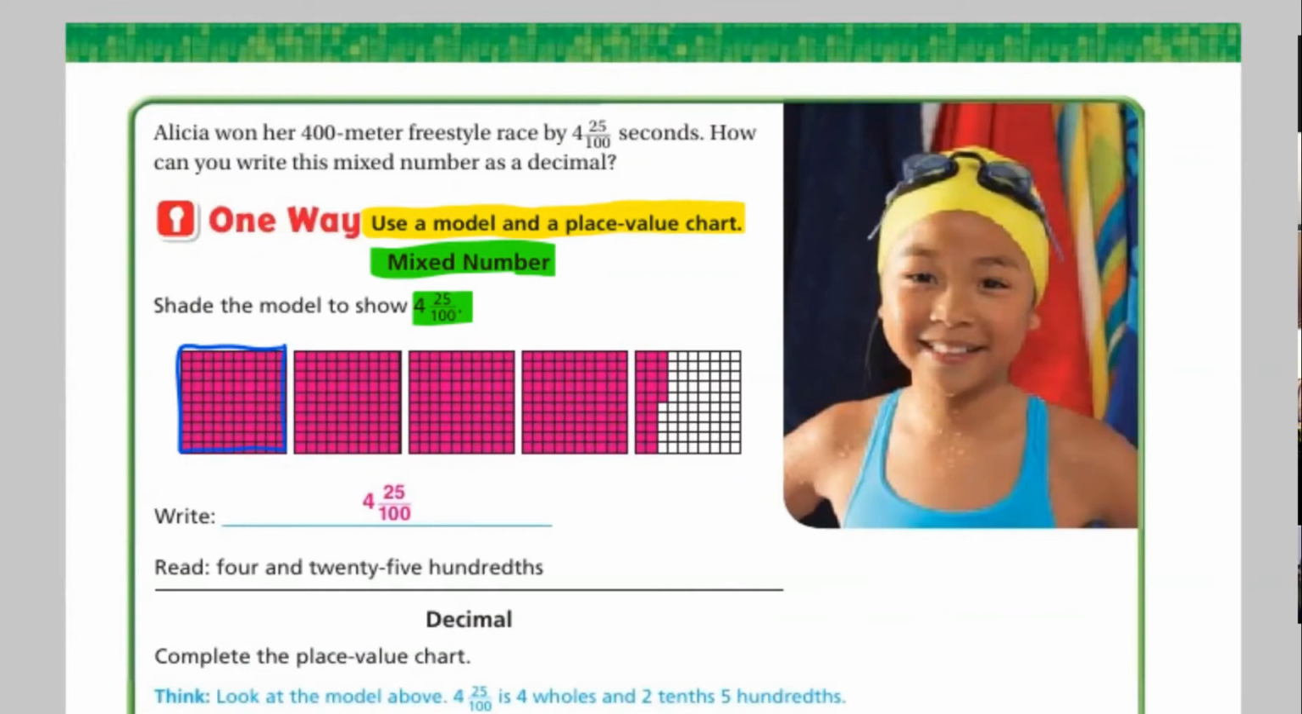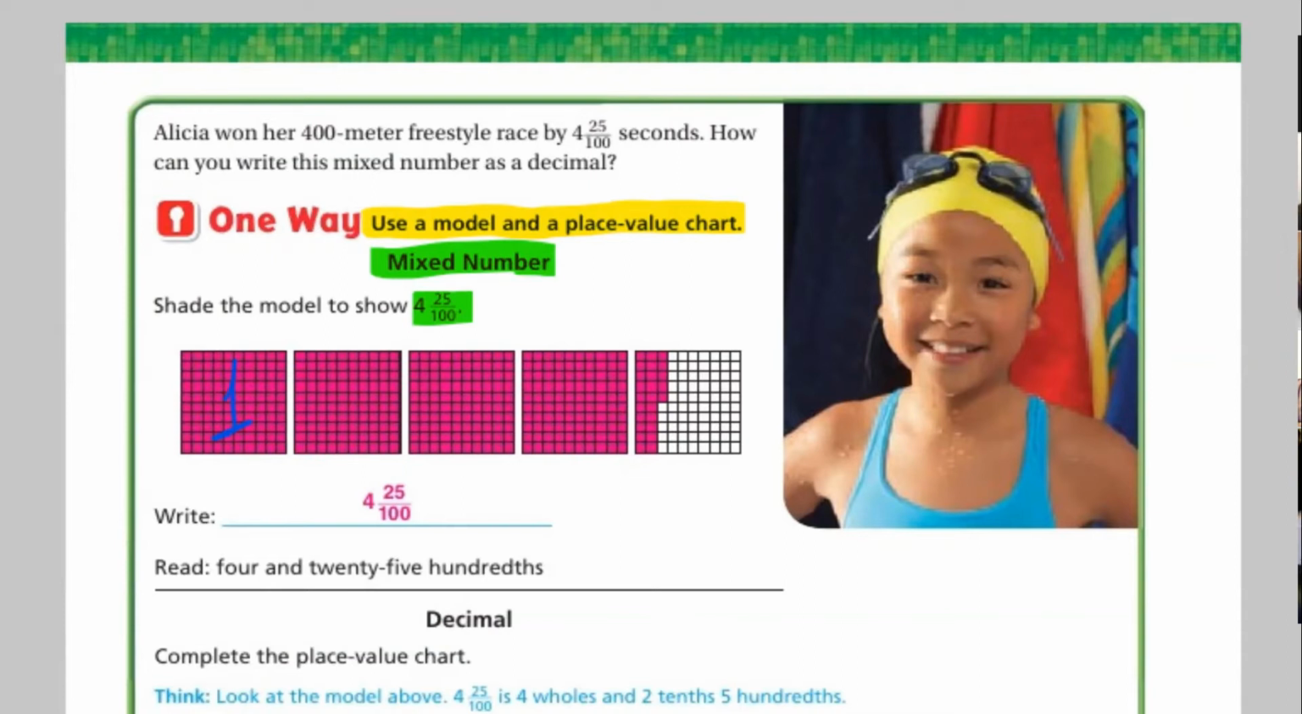It's 100 over what? 100 over 100, because all of them are shaded, right? So 100 over 100 equals what? Come on, any number over itself equals what? Any number divided by itself equals 1. So if you see the whole square is shaded, it will be one whole, okay?